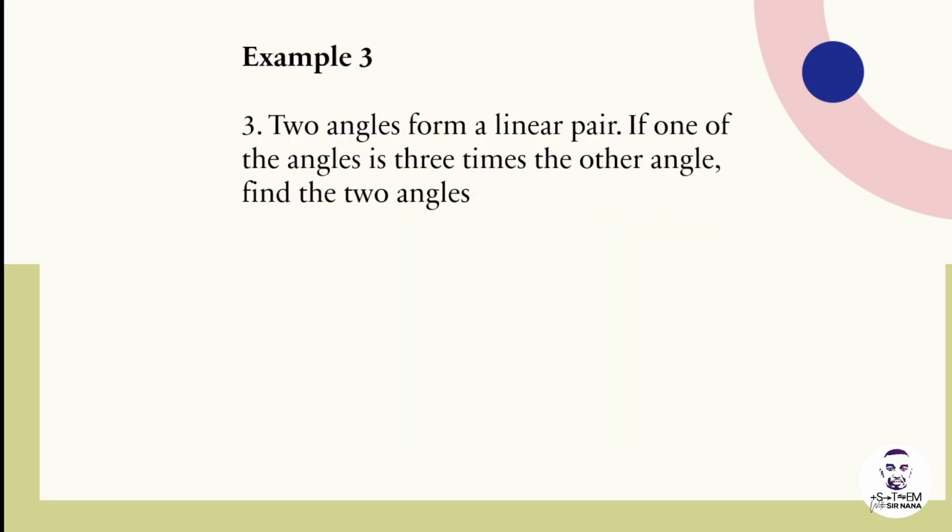Now let's consider another question. This one says that two angles form a linear pair. So we know that a linear pair also sums up to 180 degrees, right? So when you have a linear pair, it's like having two angles that are on a line, right? Now they said that one of the angles is 3 times the other.